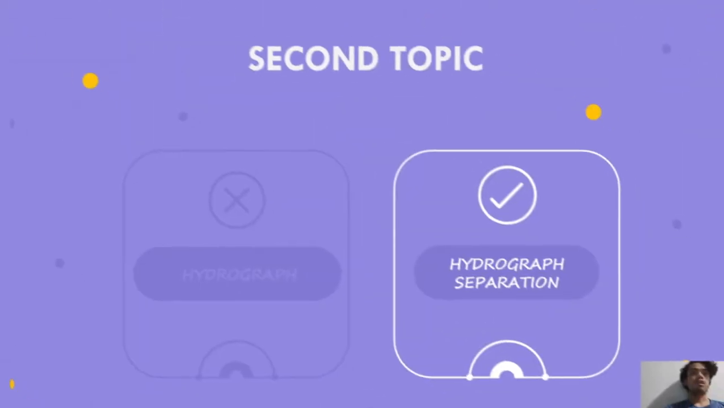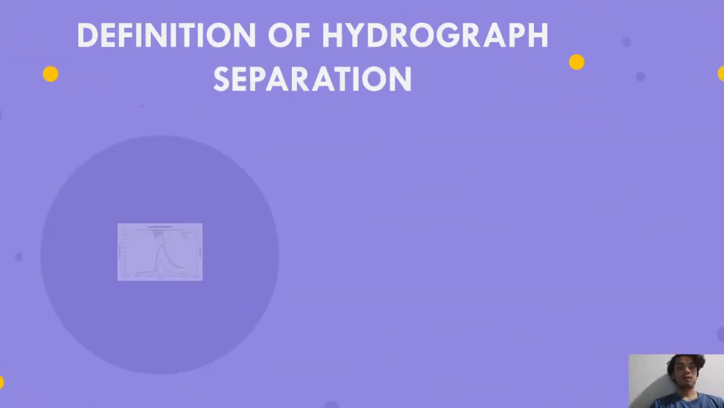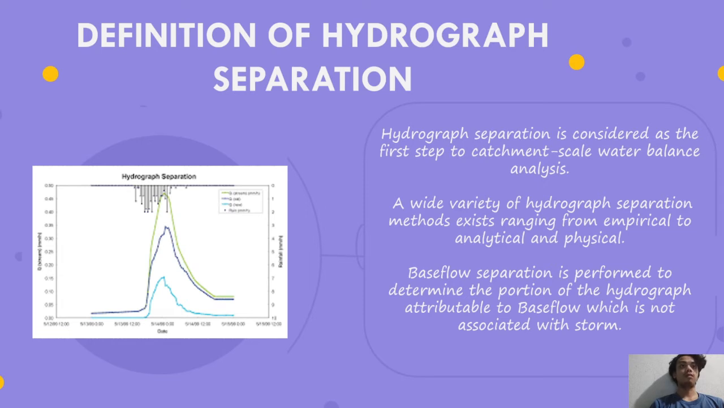The second topic is the hydrograph separation. Hydrograph separation is considered as the first step to catchment scale water balance analysis. A wide variety of hydrograph separation methods exist, ranging from empirical to analytical and physical. Base flow separation is performed to determine the portion of the hydrograph attributable to base flow which is not associated with storm.